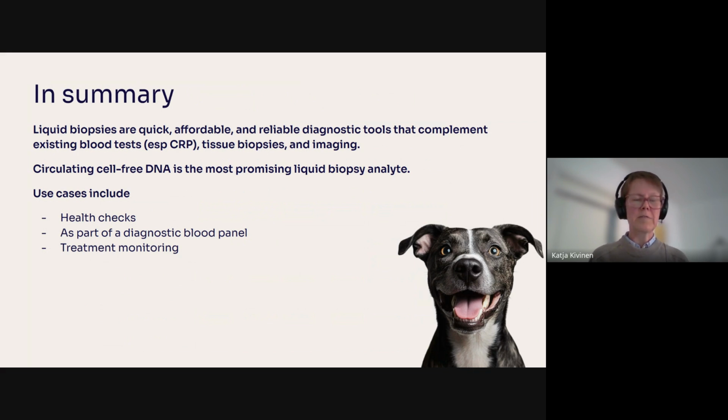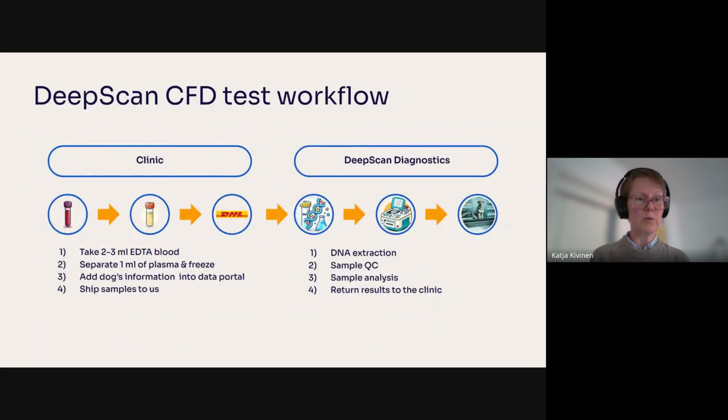And out of these different analytes, circulating cell-free DNA, or cfDNA, is the most promising, partly because the methodology on the DNA side is more developed than with RNA or proteins. And there are different use cases, including health checks, especially for dogs with high risk or senior dogs, and as part of a diagnostic blood panel, and of course, treatment monitoring.